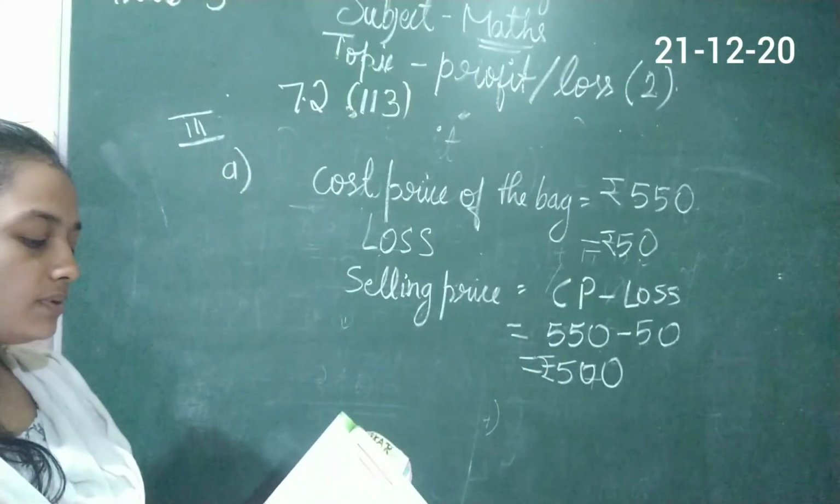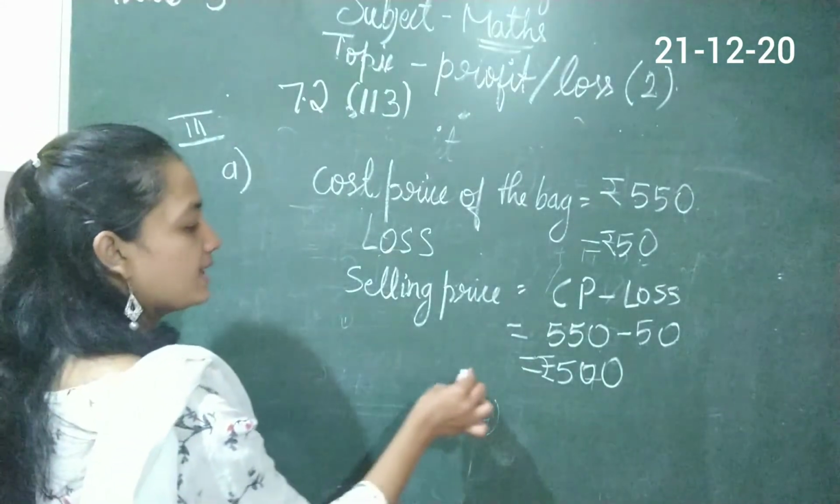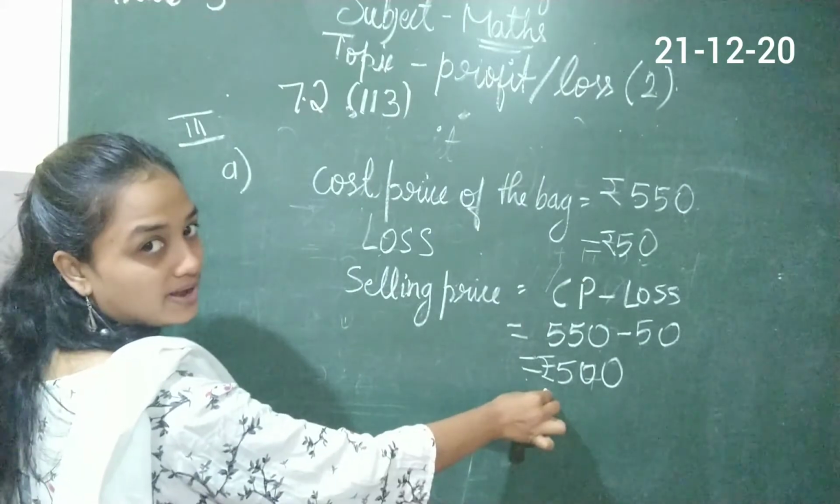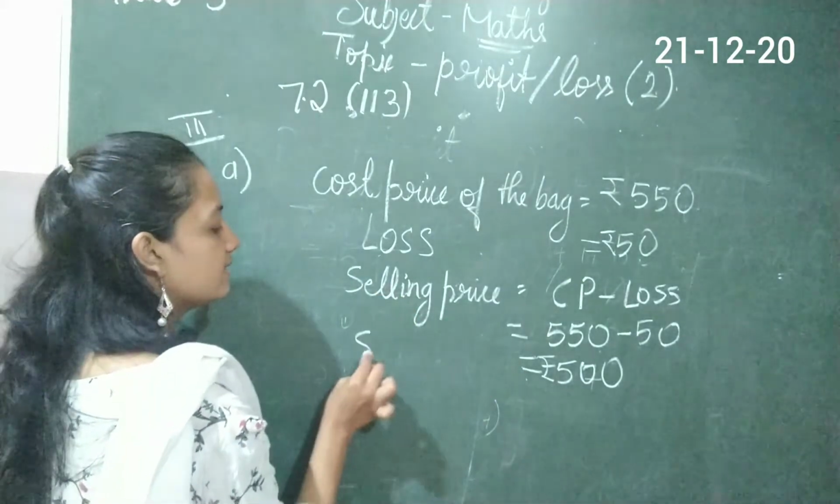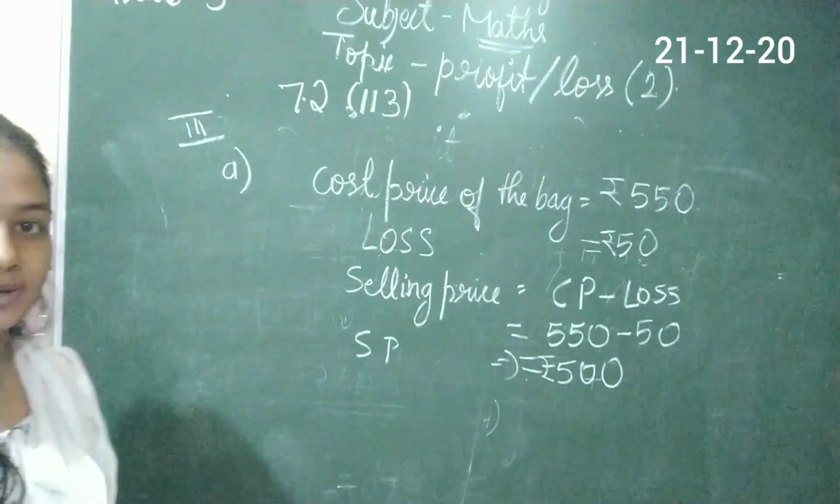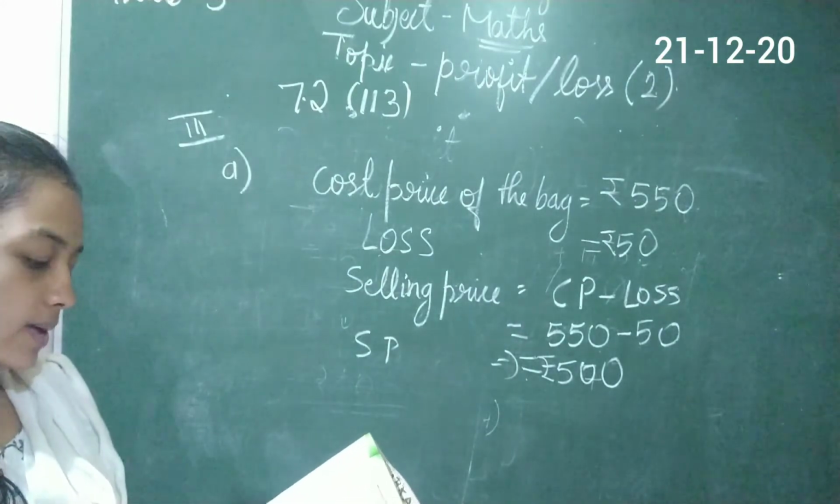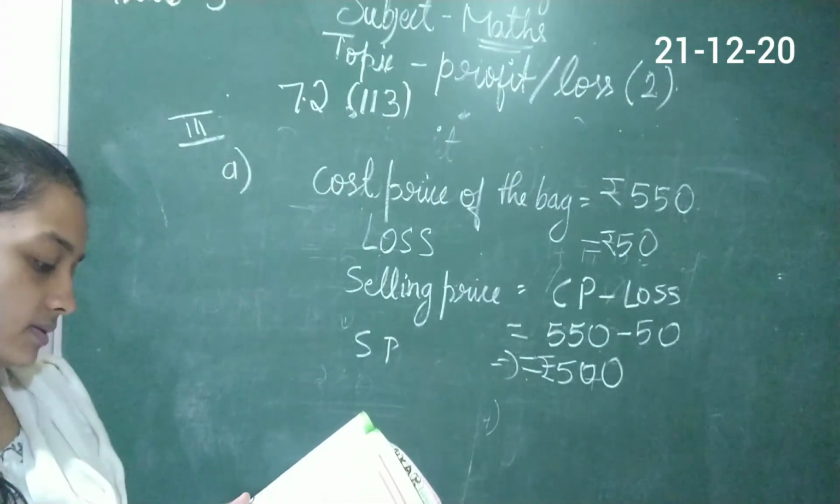The statement you can write here is, they have asked you to find the selling price, so you can write selling price is equal to 500 rupees. You just write SP or selling price. Then you write the full form. I write the short form here. Selling price is equal to 500.